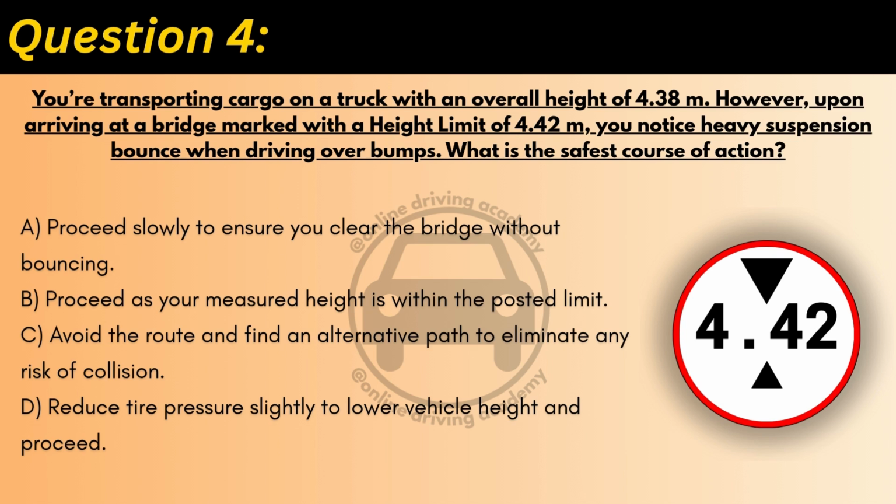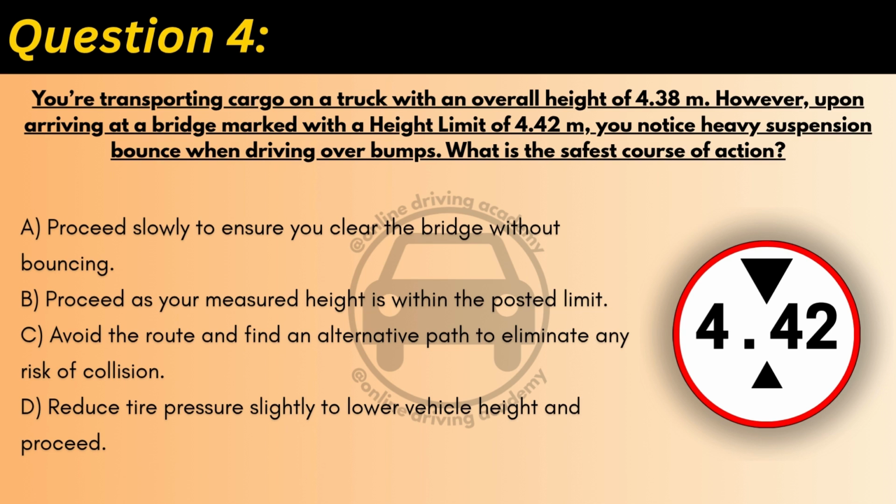However, upon arriving at a bridge marked with a height limit of 4.42 meters, you notice heavy suspension bounce when driving over bumps. What is the safest course of action? Now remember, when they mention a suspension bounce, it means that as you're going over this road, your vehicle is going to be bouncing, and that means that the overall height is no longer just going to be 4.38 meters. Remember, if your vehicle is bouncing, your height is going to be above 4.38 meters.